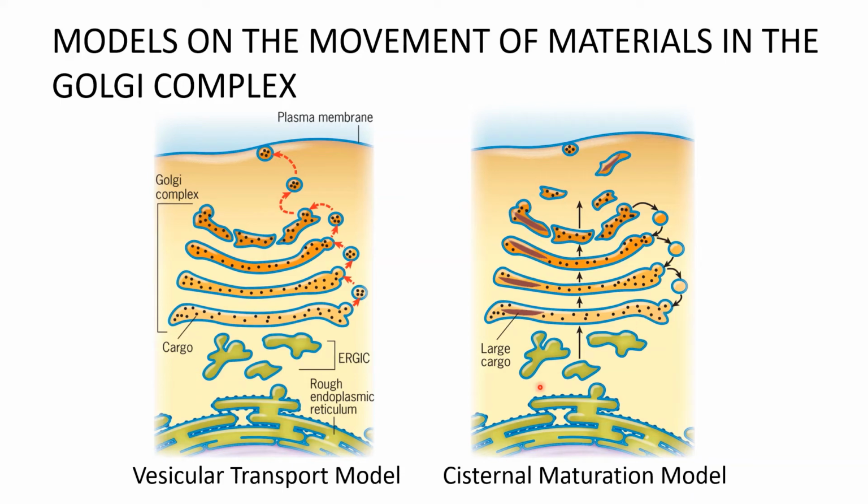And in this cisternal maturation model, we can expect that some cells will completely lack Golgi apparatuses, especially if there are no new products made in the ER, right? Because this is going to mature and eventually it's going to be consumed or lost, okay, as it matures.